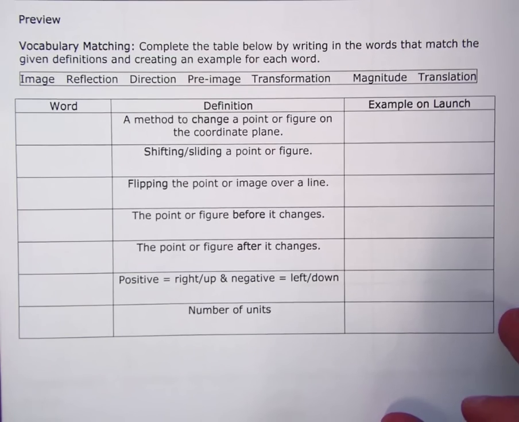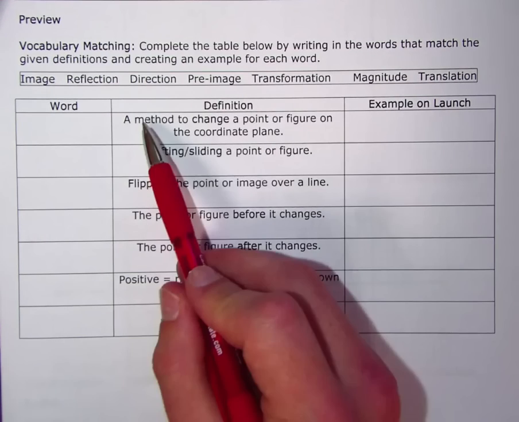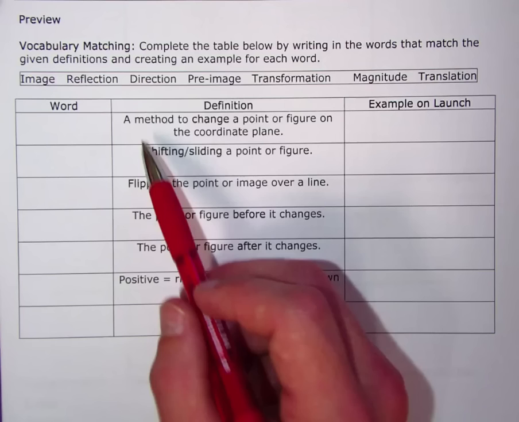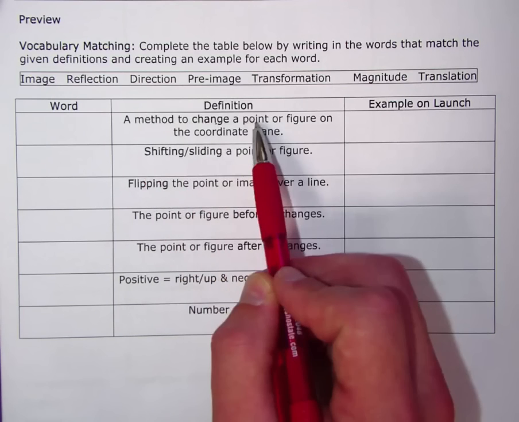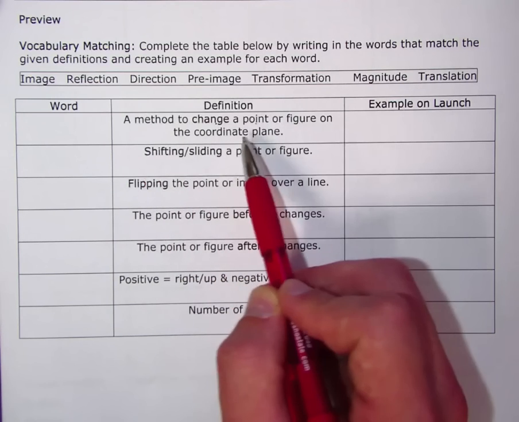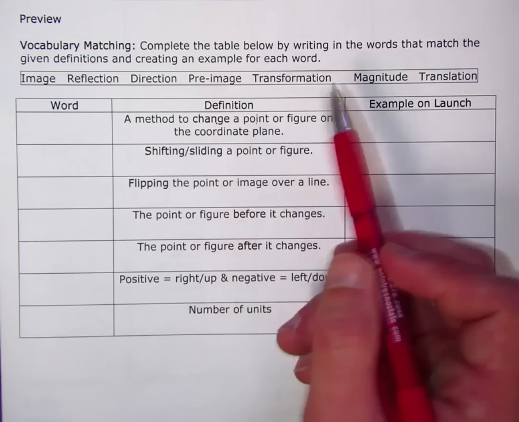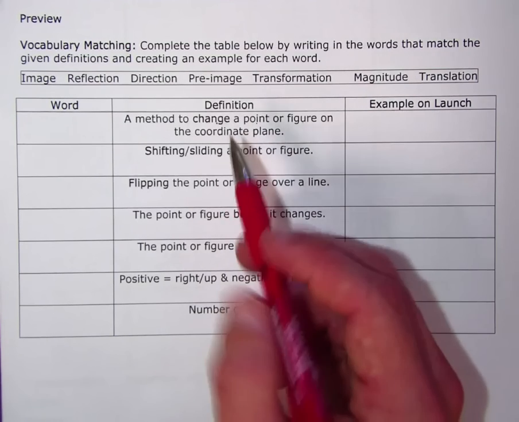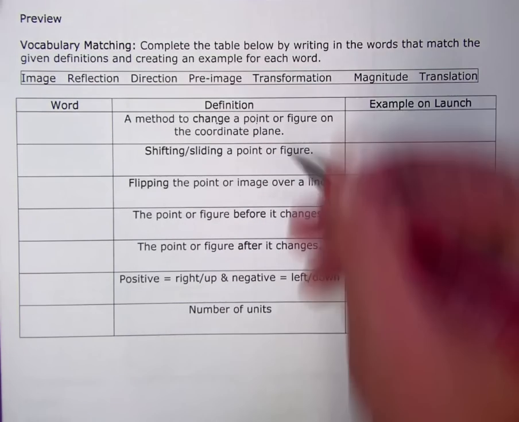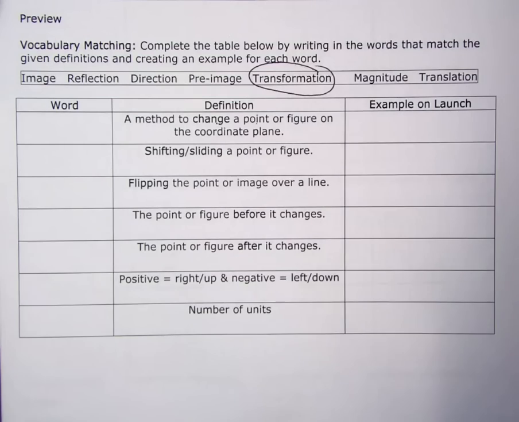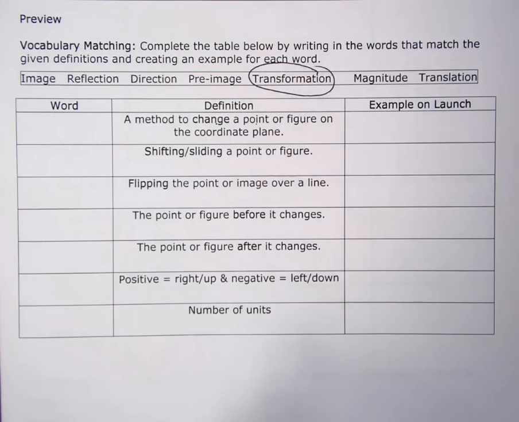So we're going to go through some vocabulary here, and here's the first definition, and then we'll pick the word. A method to change a point or figure on the coordinate plane. So we're going to change its location. And the way we're going to do that is we are going to transform it. If you transform something, you're changing it, like a transformer.